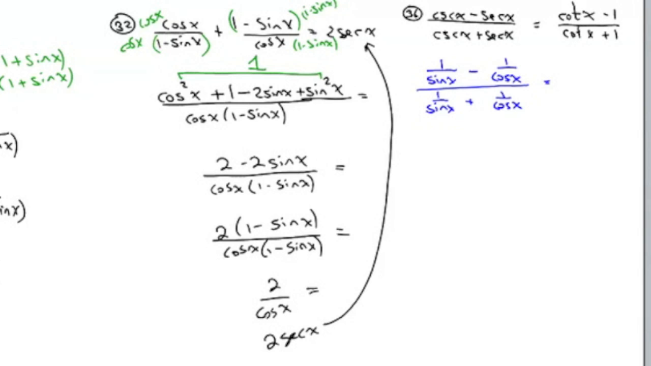What's this thing called? That's a complex fraction. And there's only one technique you need for a complex fraction: multiply everything by the common denominator. So what's the LCD? Sine x times cosine x, and you're going to multiply it top and bottom. Put a 1 under it if you have to. Sine of x, cosine of x. And I'm going to multiply it through.